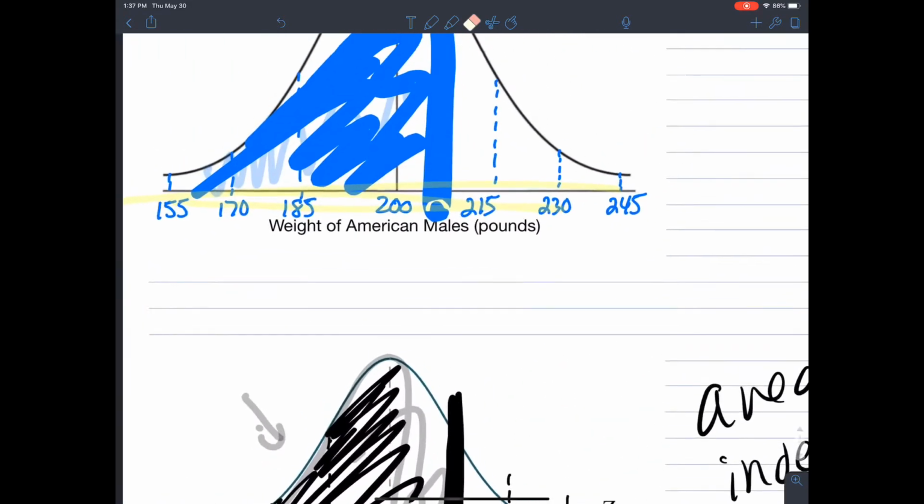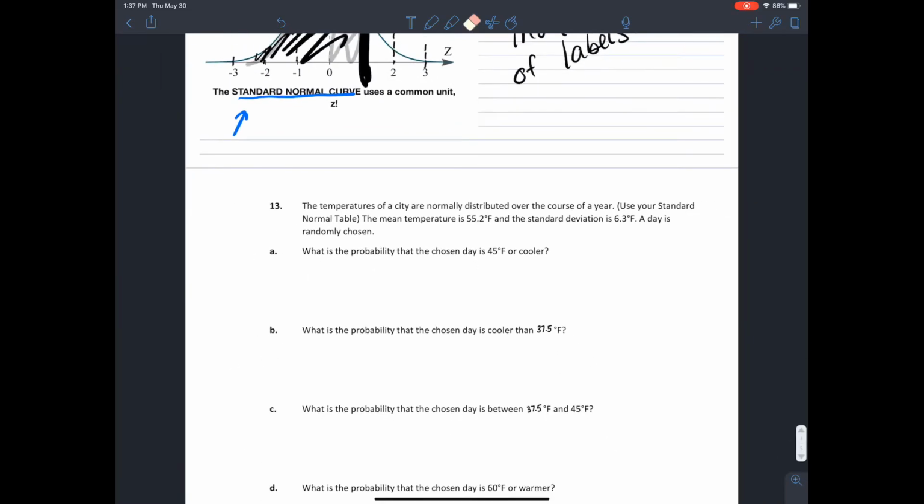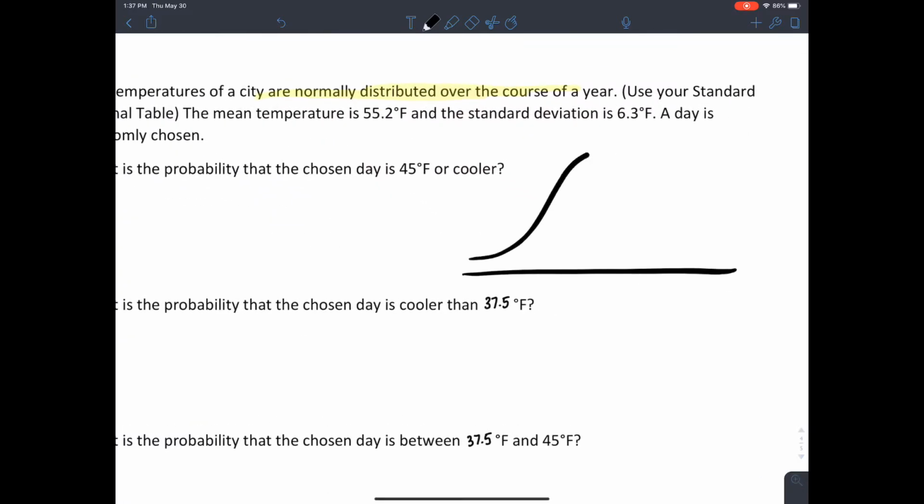So let's go do an example problem for that. And what we notice here is that we are going to have temperatures of a city being normally distributed. So what that means to us is we can draw a normal curve. We know it's centered at the average, and it tells us the mean temperature was 55.2, and then each standard deviation is 6.3. So one standard deviation away, I would take 55.2 and subtract 6.3.